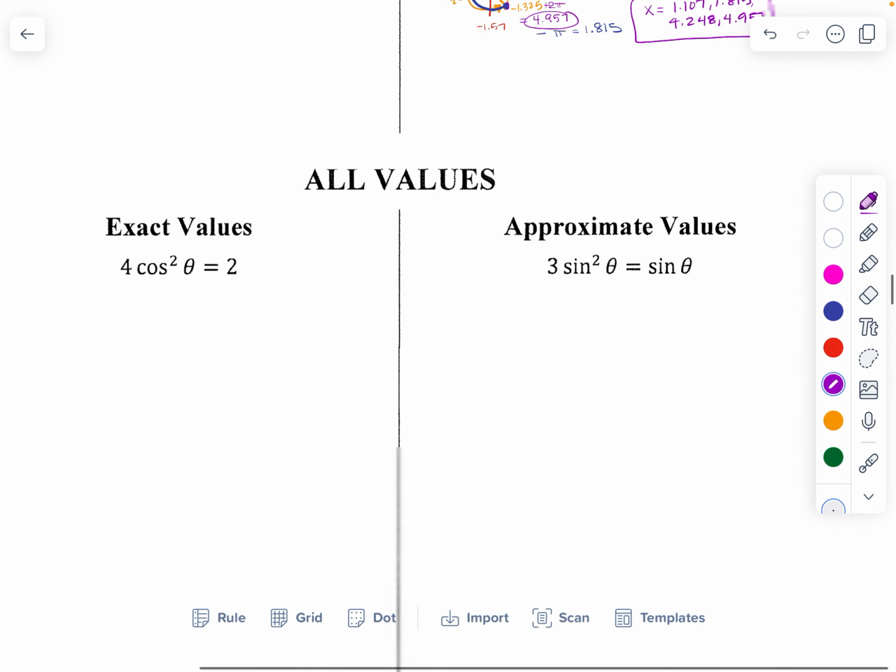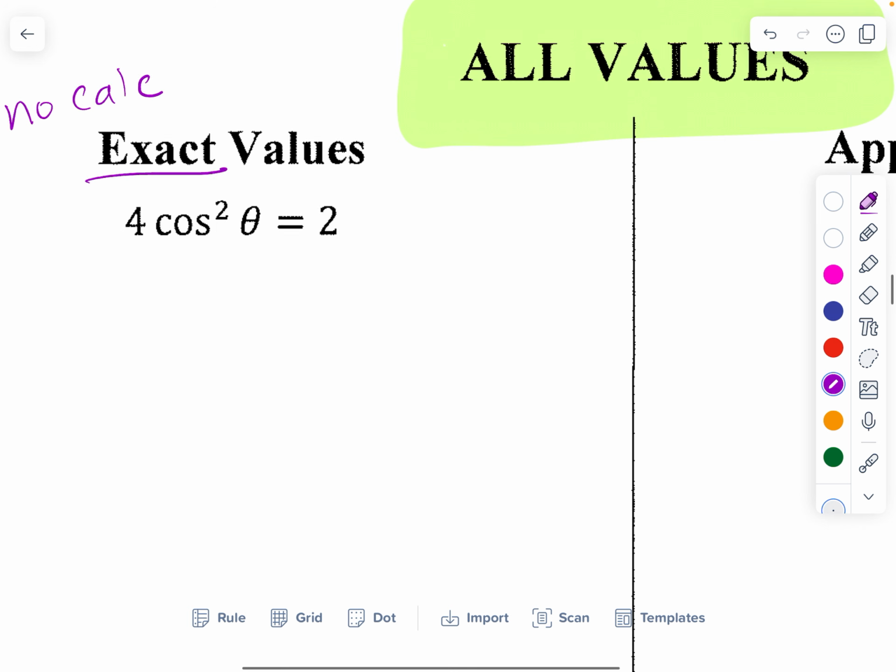All right, so now we're going to move from a restricted value to all values. Okay, so these are all values. This means forever, not just one positive circle, but all the values forever. So let's talk about those exact values. Remember, again, for exact values, we're not going to be using a calculator here. What's nice about this, theta is by itself. We don't have to worry about other terms, cosine, theta, whatever. So we're going to solve this directly.